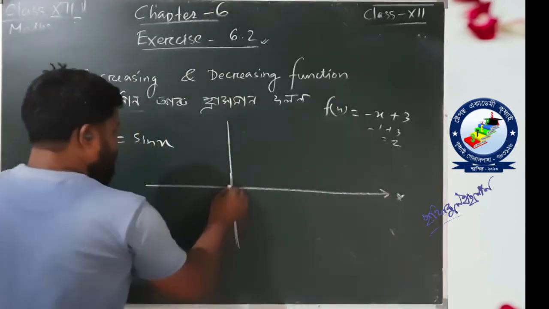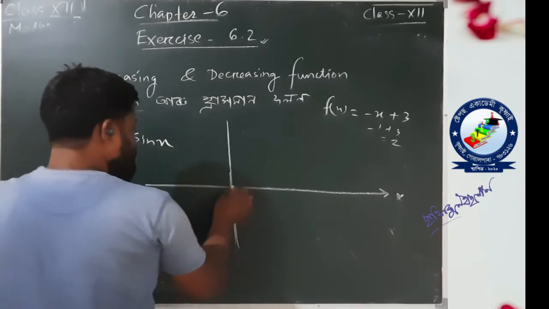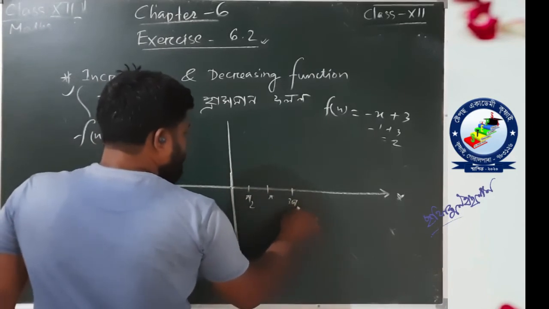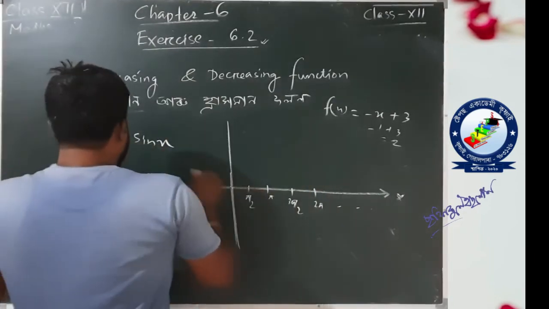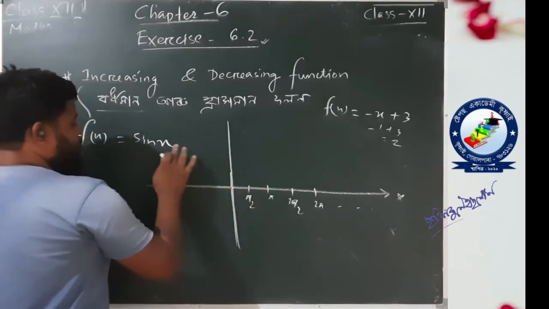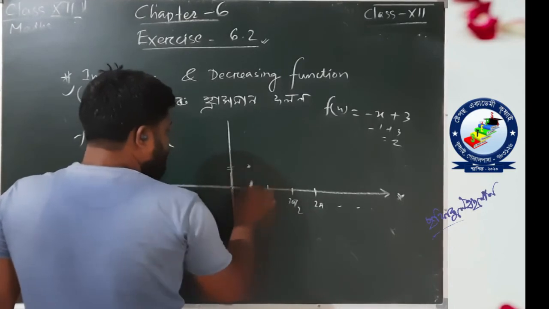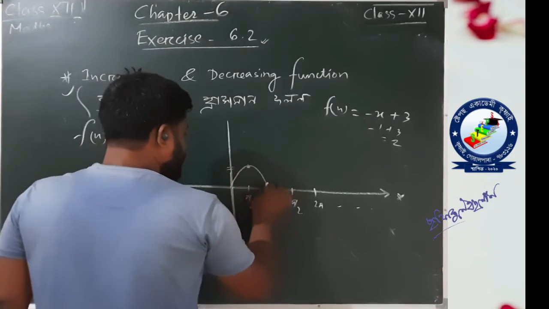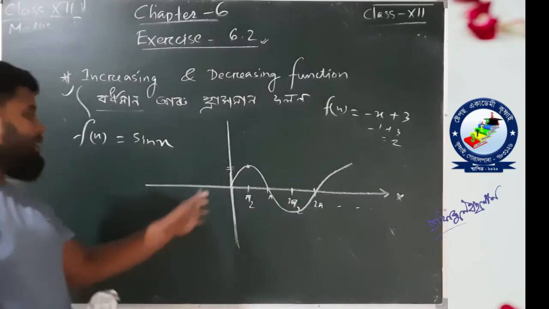Suppose this is 0. At x equal to 0, sin 0 is 0. Suppose pi by 2, pi, 3 pi by 2, 2 pi, and so on. When the value of x is pi by 2, then sin pi by 2 is 1. Am I right? Sin 90 degrees is 1. Again, sin 180 degrees is 0. That means the graph is like this. Again, minus 1 and like this. So see what happens in this graph.